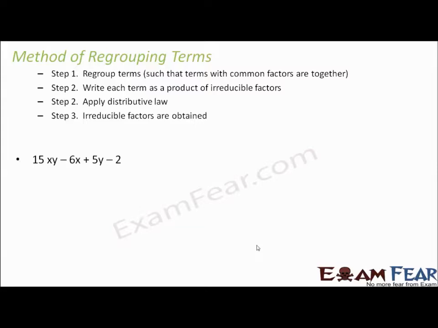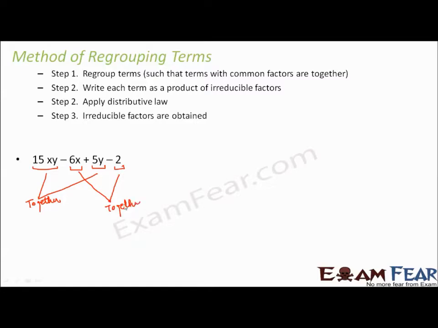Looking at the 4 terms, can you tell me which terms have more common factors? If you compare 15xy with 5y, you see 5 into 3 is 15. So these 2 have more in common. Similarly, 6x and 2: 2 into 3 is 6, so 2 is a common factor. So 6x and 2 have more in common. Let's put these 2 terms together and these 2 terms together.